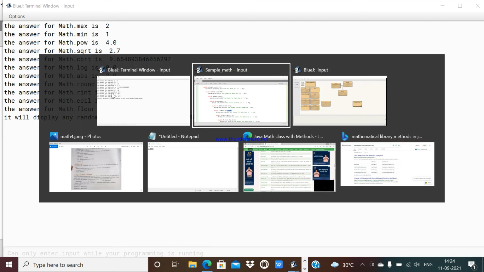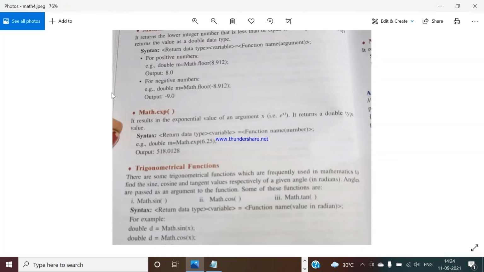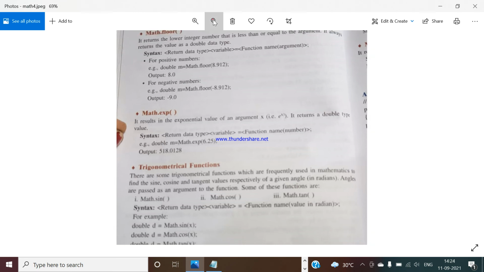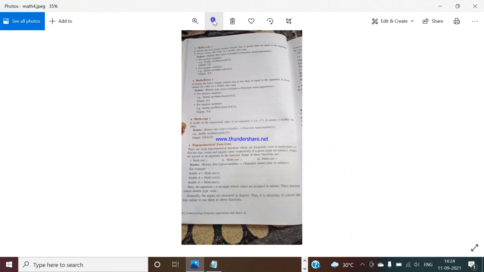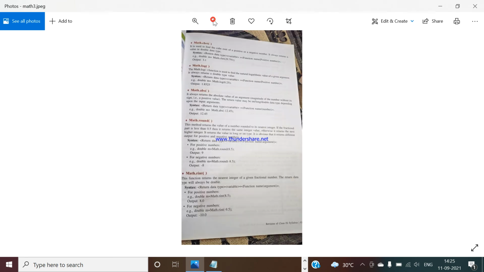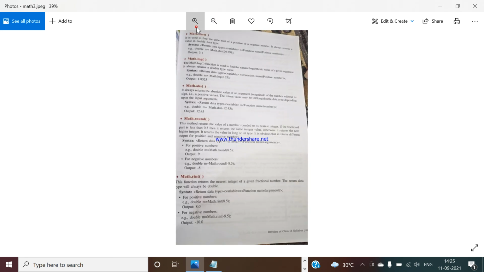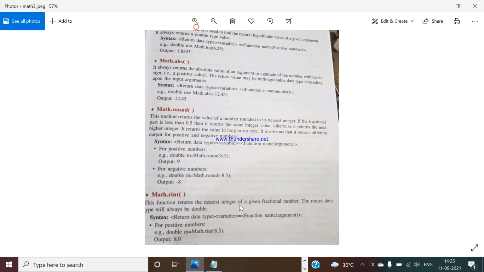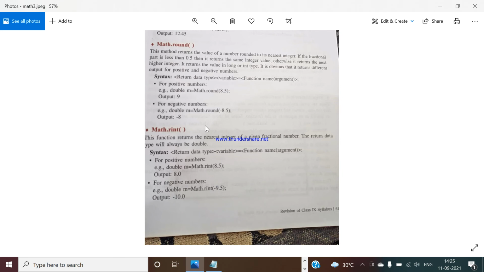Point to be noted is what this rint function does. Okay, let's look at the definition. See, what does the RINT function do? This function returns the nearest integer of the given fraction and always returns it as a double.